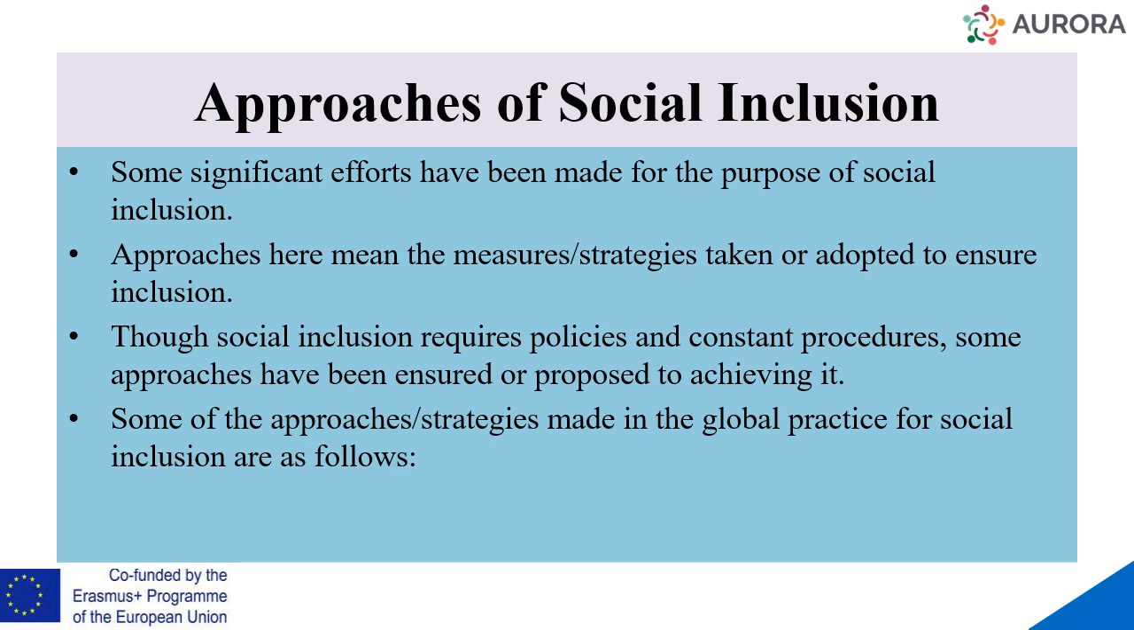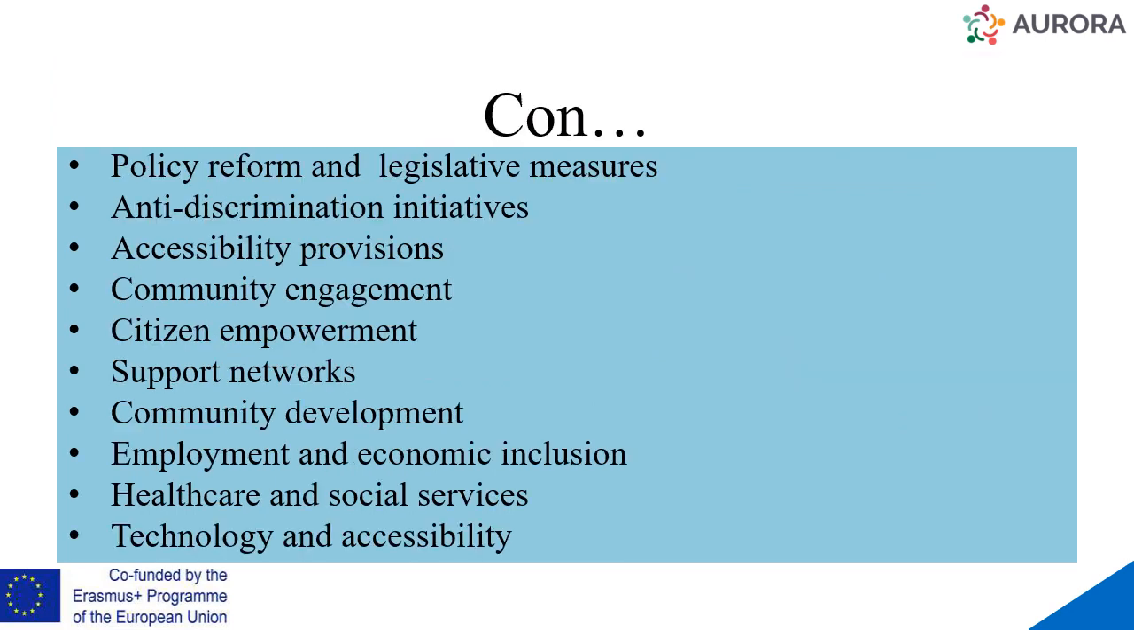What are they? Some of the approaches are strategies made in global practice, local practice. For example, you can take account of the approaches made in your society for social inclusion, made by your local government, by the national government, by several agencies, NGOs, INGOs, other institutions. So some of the approaches made in the global practice of social inclusion are as follows.